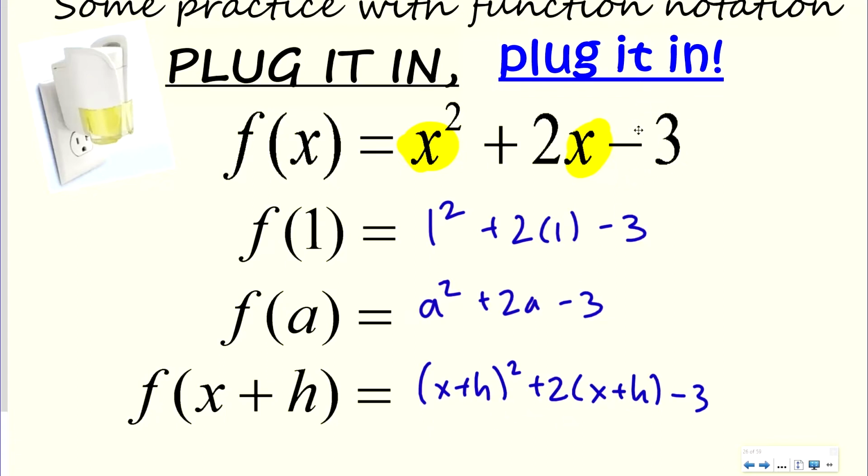Now don't forget this negative 3. Even though it didn't have an x, it's still part of this function. And you've got to copy the whole function. But everywhere there's an x, you're going to put in x plus h.